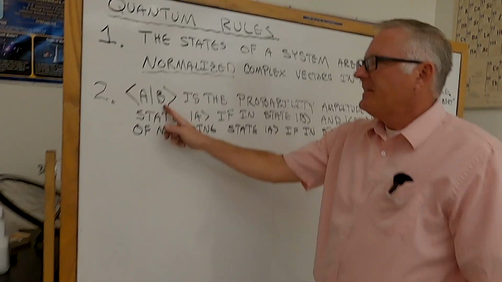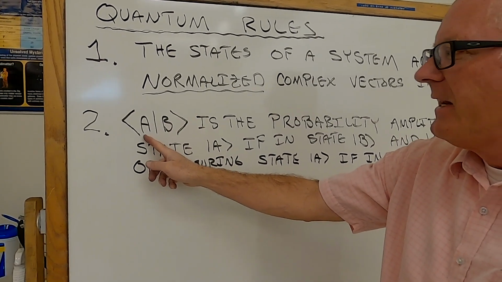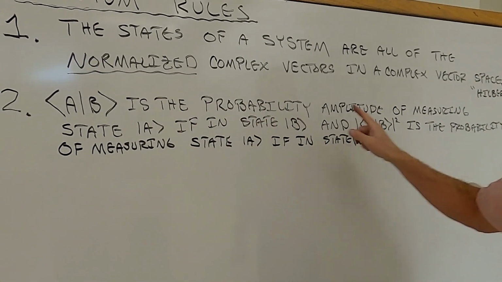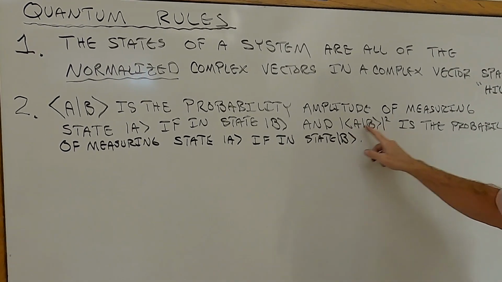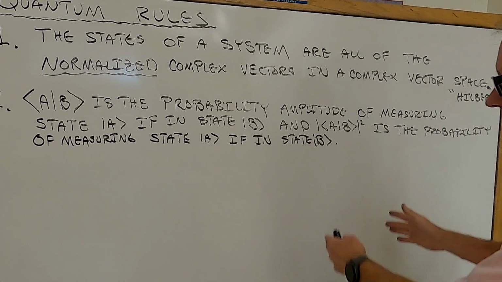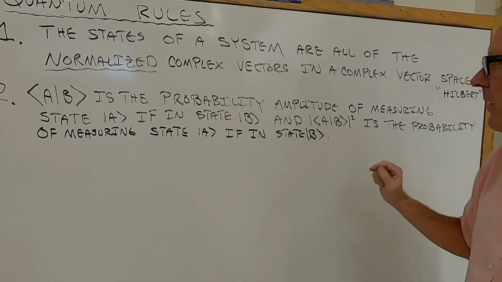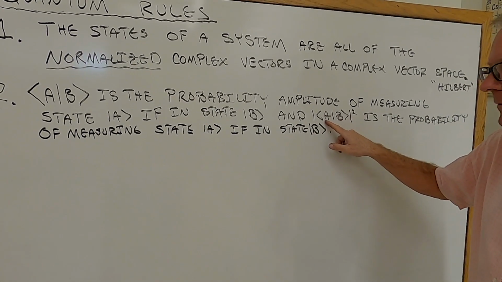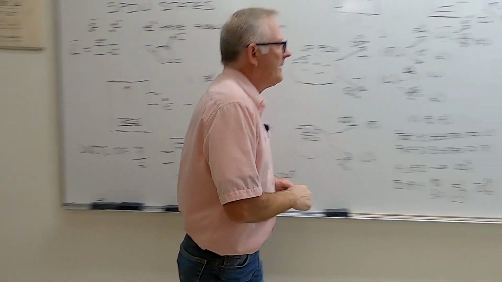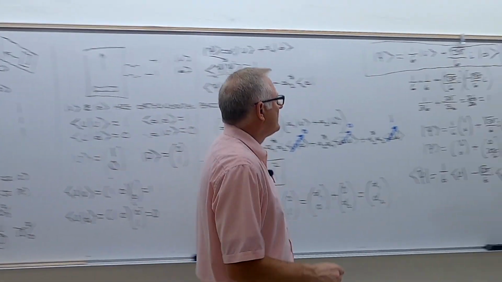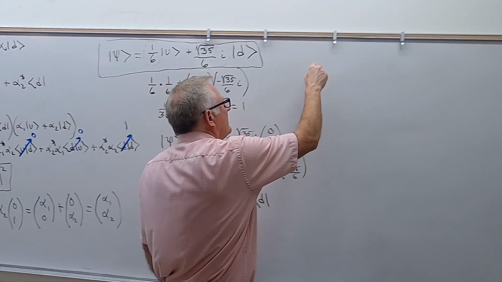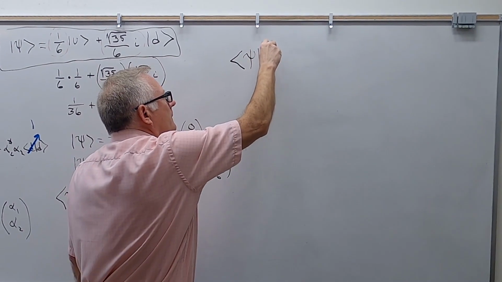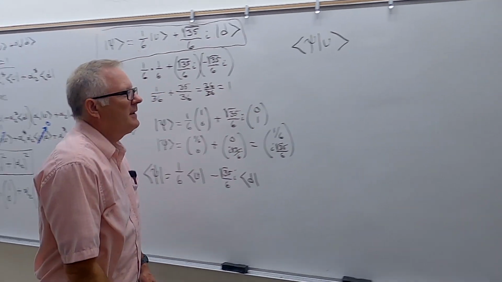If you're in the state psi and you want to know what the probability of up is, this will give me the probability amplitude, and if I square it, take the magnitude squared, then that gives me the probability. We were in the state psi and we want to go to up. We want to know what's the probability of being up. So, first let's get the probability amplitude. The probability amplitude would be <psi|up>. That's what it would be.